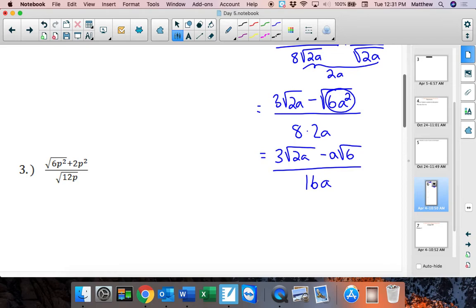This root, so again, let me explain what I did in this last step. The 3 root 2a is still the same, this part right here. Minus, I looked at this 6a squared, and notice that the a squared and a can come out. The 6 stays in, okay? And then my denominator is just the 8 times the 2a gives me 16a.